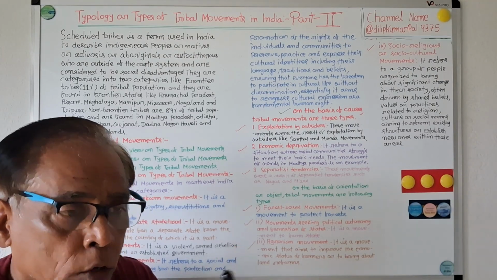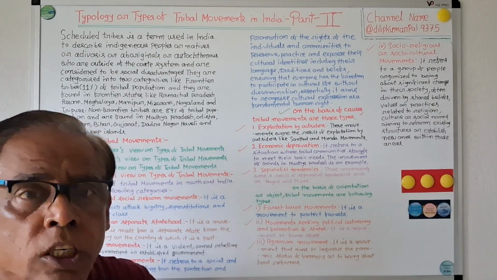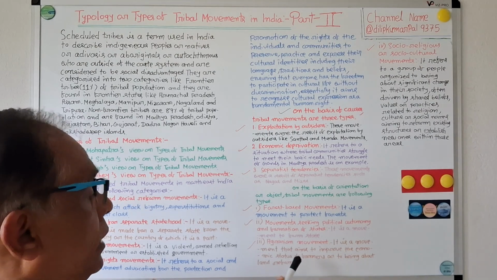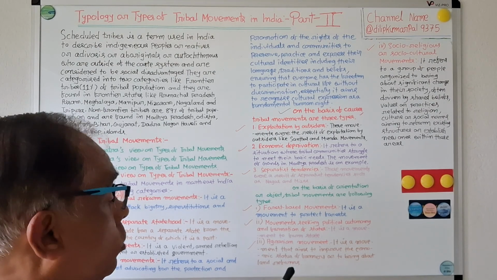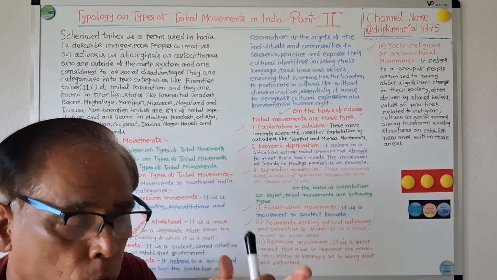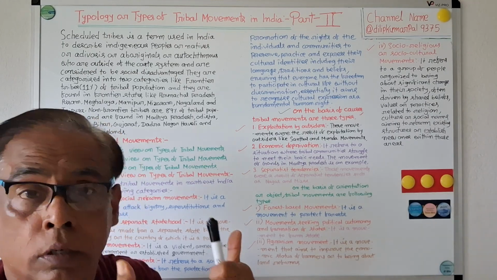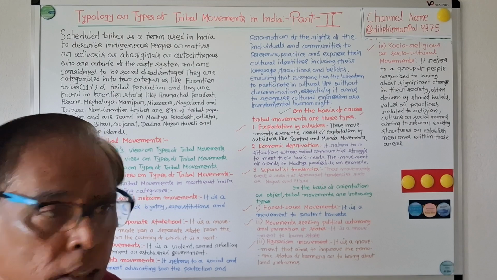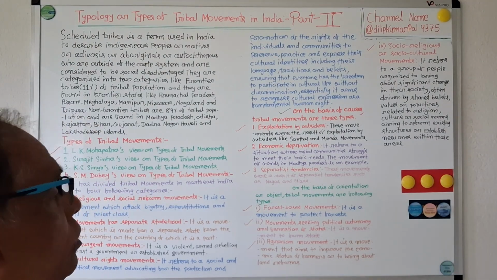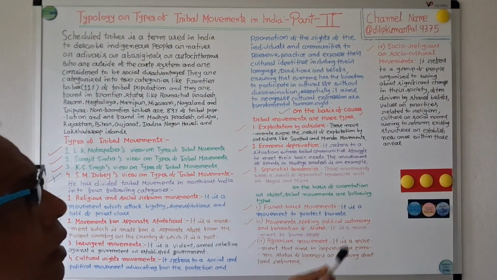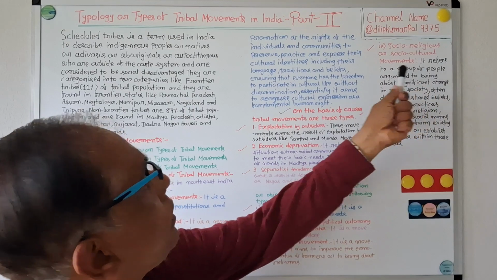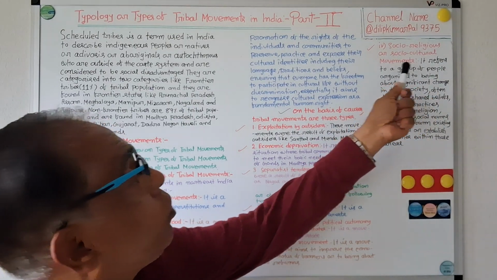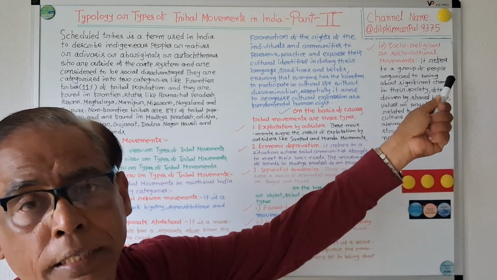Whenever there will be a movement to improve the economic status of farmers and to bring land reforms, it is known as the agrarian movement. Finally, socio-religious or socio-cultural movement. Socio-religious or socio-cultural movement. What is it?